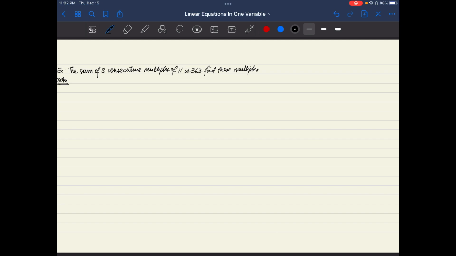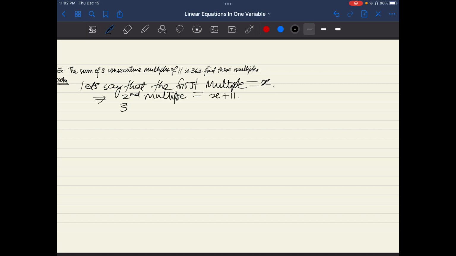Now, our next question says the sum of 3 consecutive multiples of 11 is 363. Find these multiples. Now, since these are consecutive multiples of 11, let's say that the first multiple equals X, which implies the second multiple will be X plus 11, and the third multiple will be X plus 22, since these are consecutive, right?